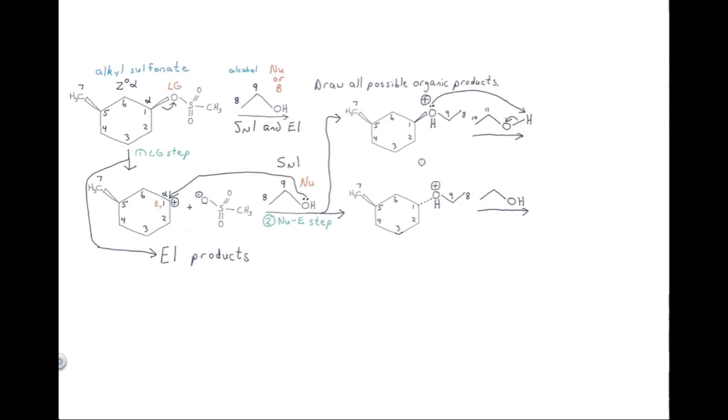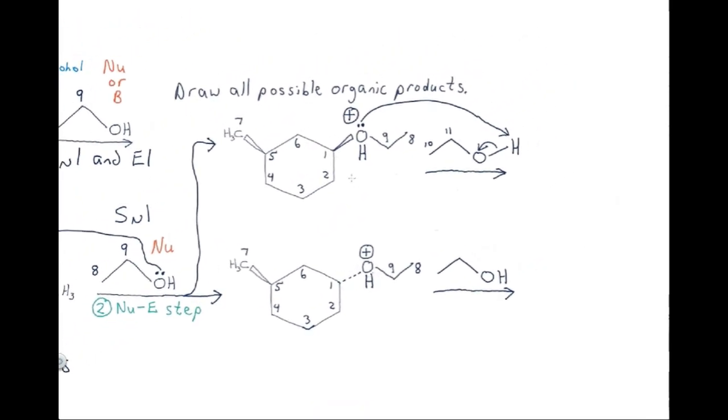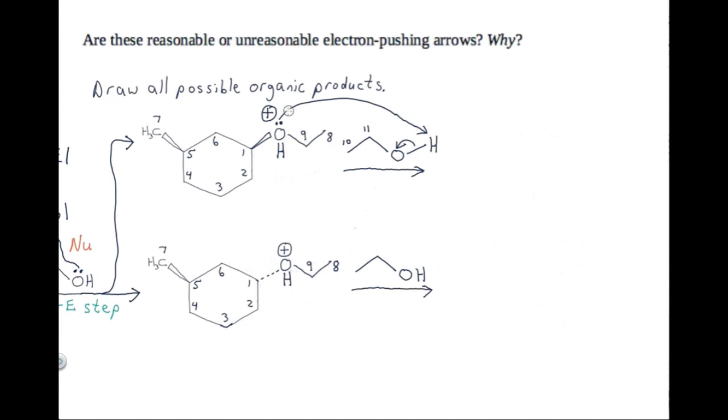Now, I'd like to work through one more exercise in this video. Let's go back to our SN1 mechanism, and let's consider an alternative step 3 for the SN1 mechanism. This is a different way we could have drawn the arrows for step 3 of the SN1 mechanism, and I'd like you to decide whether this set of electron-pushing arrows should be considered reasonable or unreasonable, and try to give a simple reason why for your answer.